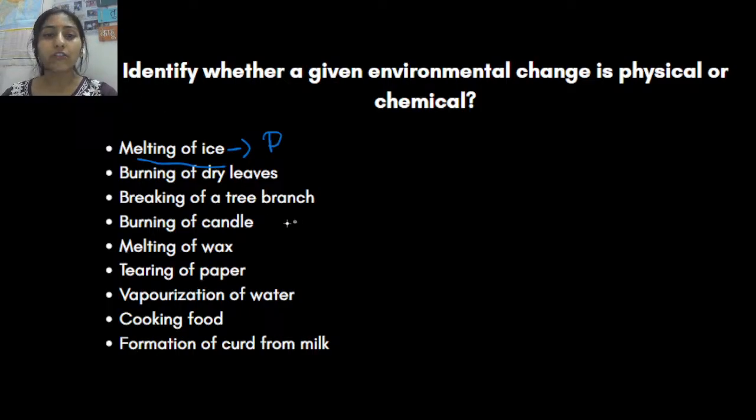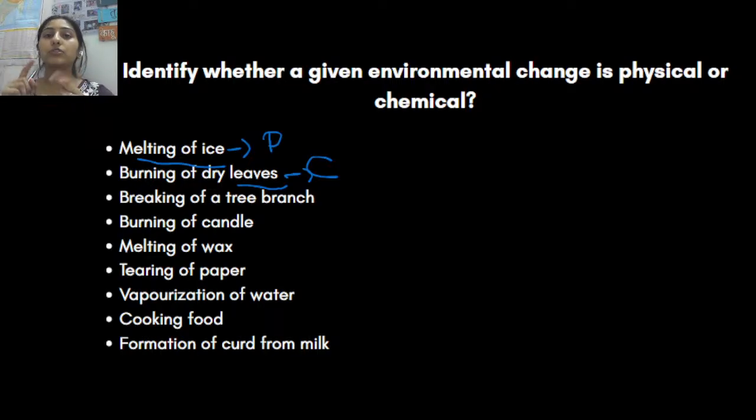Okay, then burning of dry leaves. Burning of dry leaves is doing what? It is a chemical change because it is leading to the release of various harmful gases: carbon dioxide, carbon monoxide, nitrous oxide, etc. So it is leading to the release of these gases into the atmosphere. Also, the composition of dry leaves is getting changed into ash. So it is a chemical change.